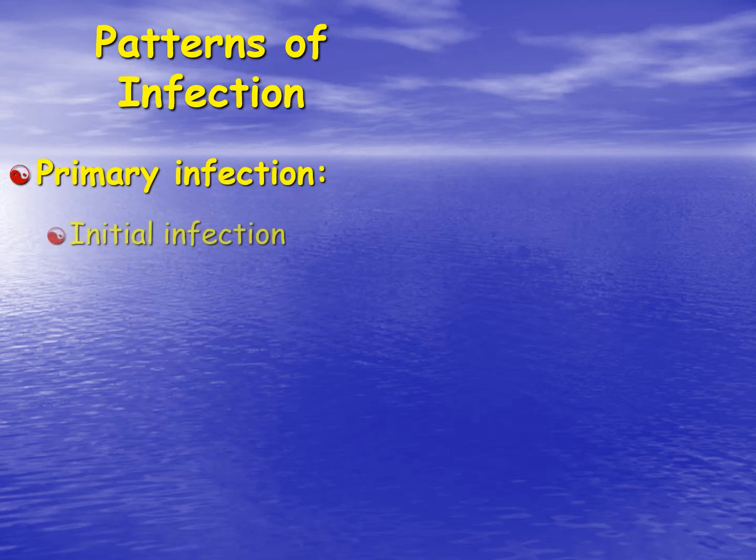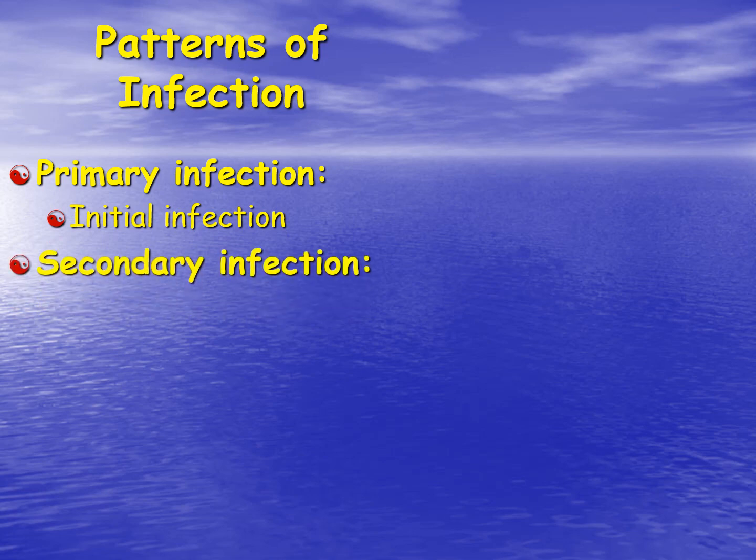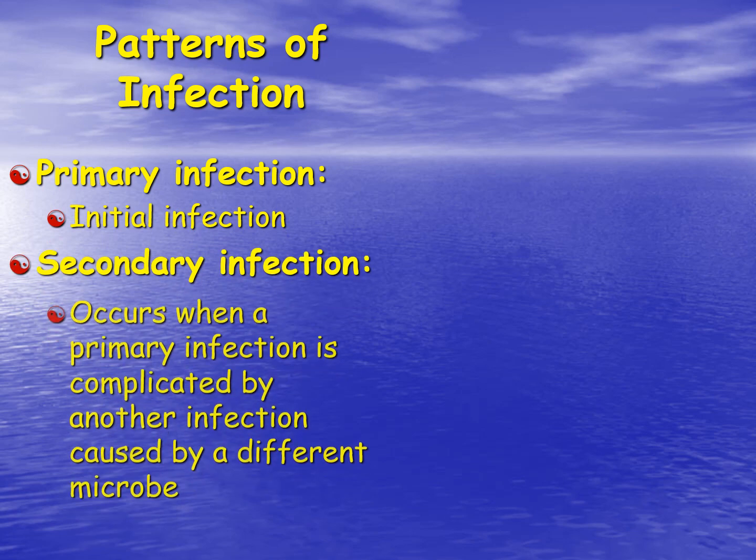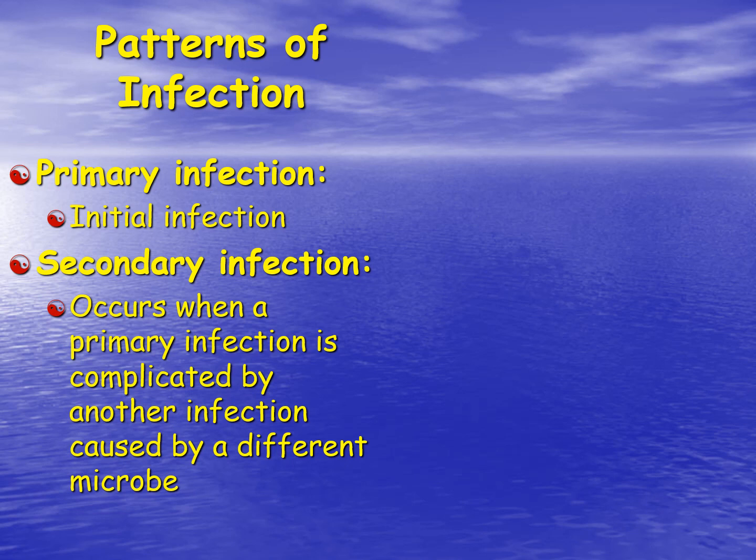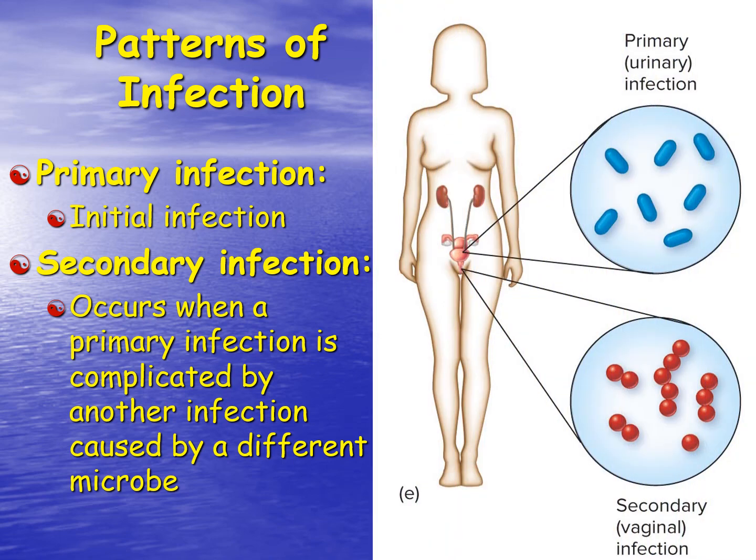Now, primary infection is where the initial infection started, whether it be a focal or systemic infection. Secondary infection is where the primary infection moves to or is complicated by an infection by a different microbe. So, for example, we might have a urinary tract infection that causes a secondary vaginal infection.